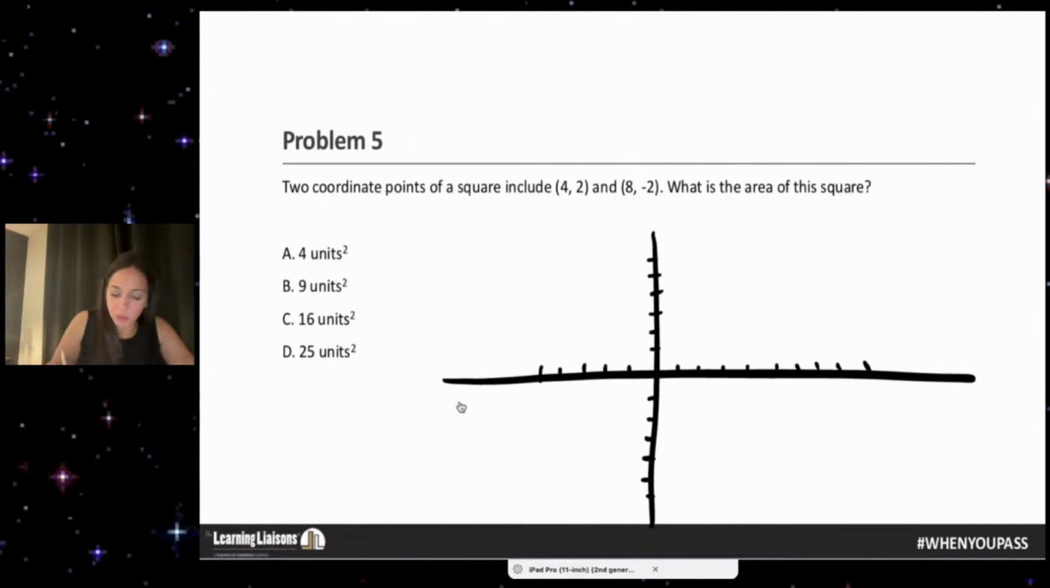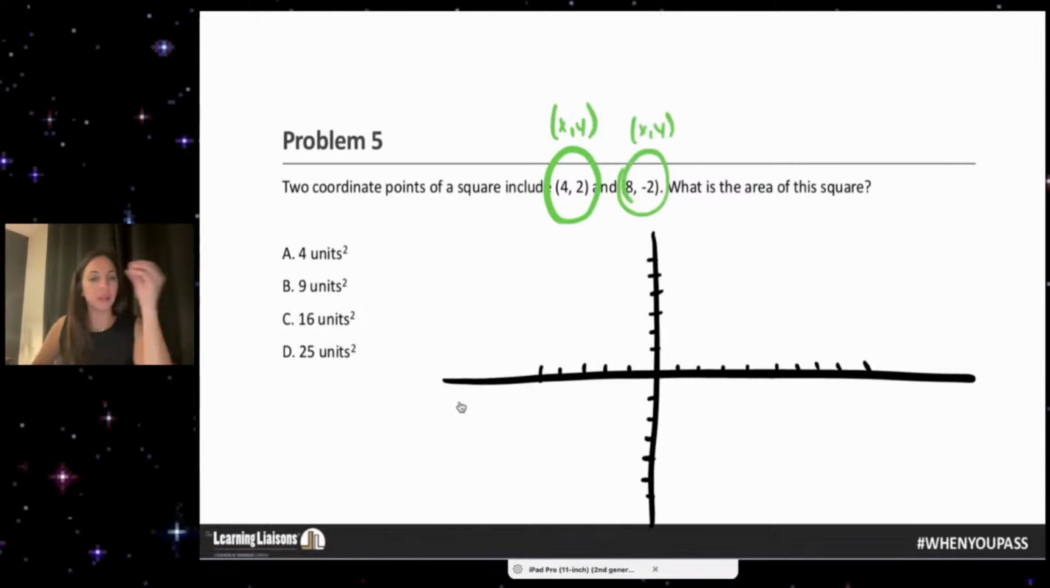And I plot these points, 4, 2. Remember, and I'm going to do a little review on coordinate points. Remember that if I'm plotting this point, this is an x, y point. So if I'm going to plot an x, y, I'm going to make sure that I'm going horizontal first and then vertical. So I'm going to go over 4, 1, 2, 3, 4, and up 2, 1, 2. And then I'm going to go over 8, 1, 2, 3, 4, 5, 6, 7, 8, and I'm going to go down 2, 1, 2.